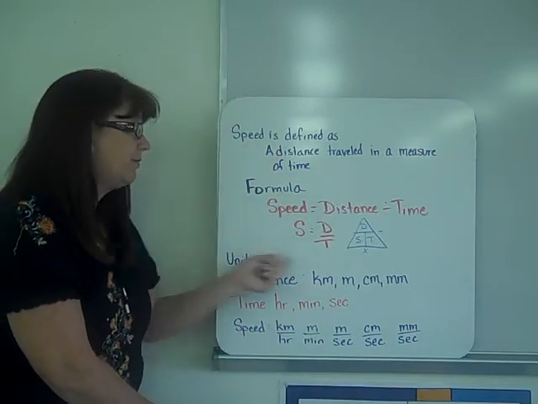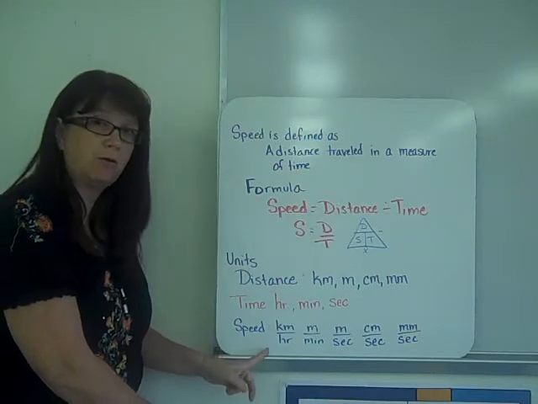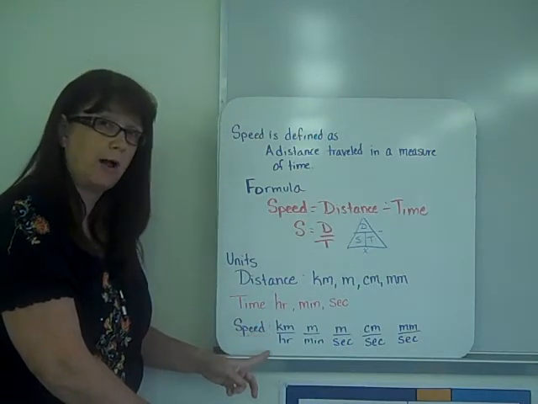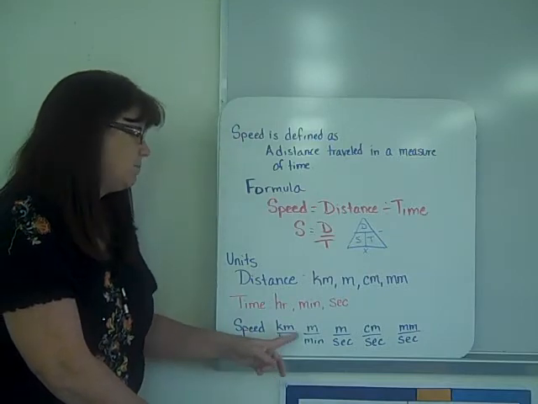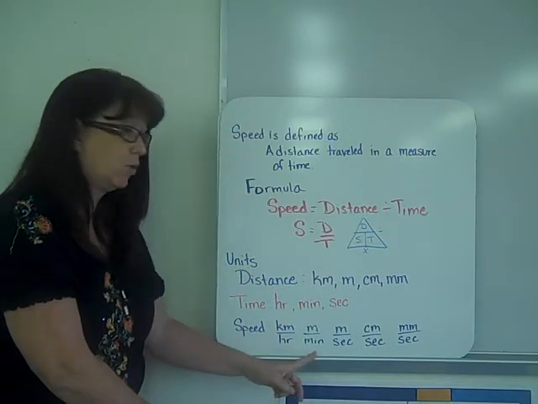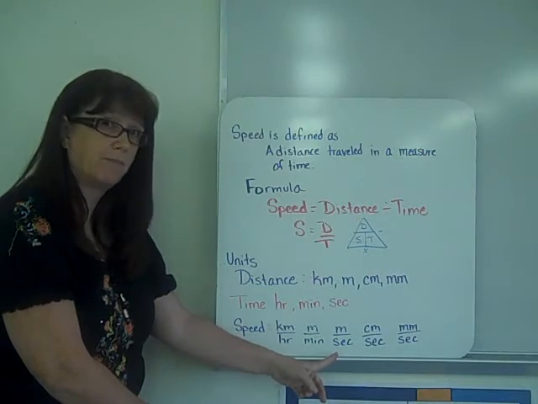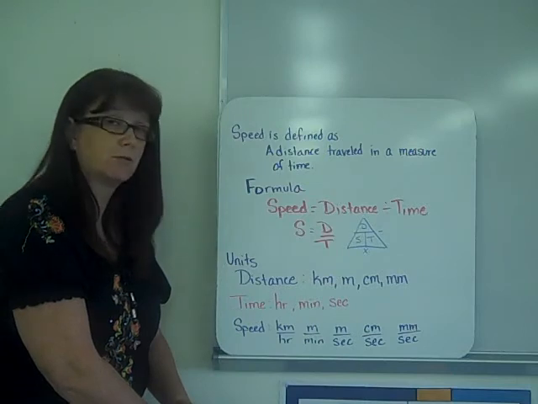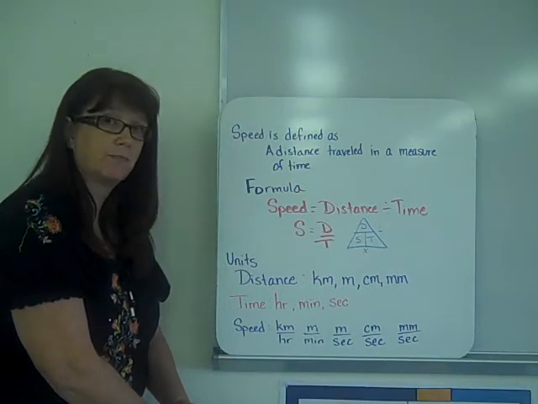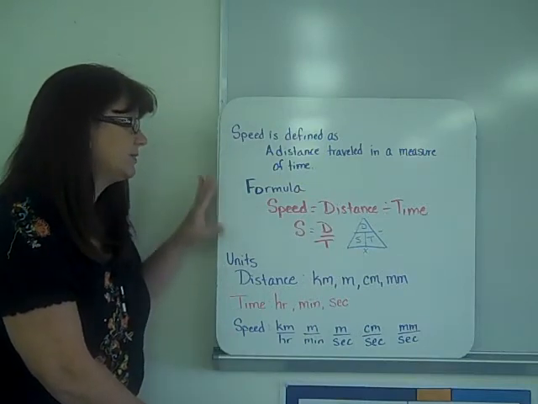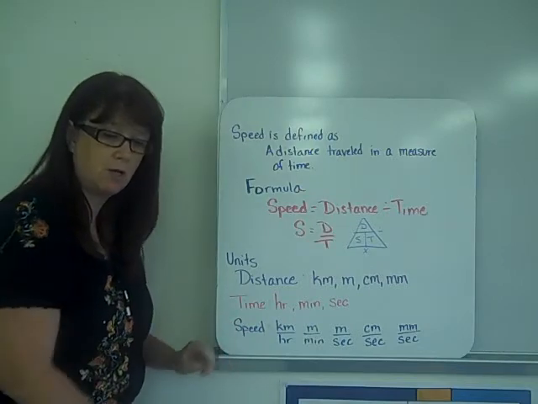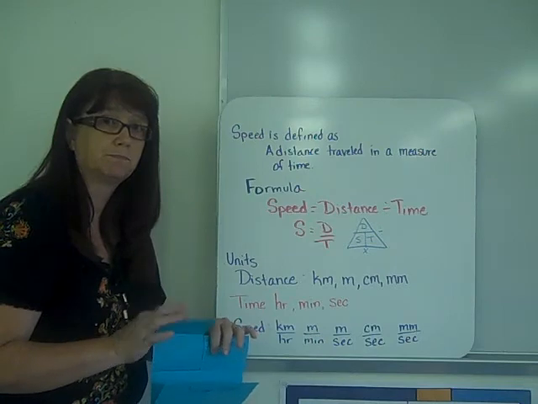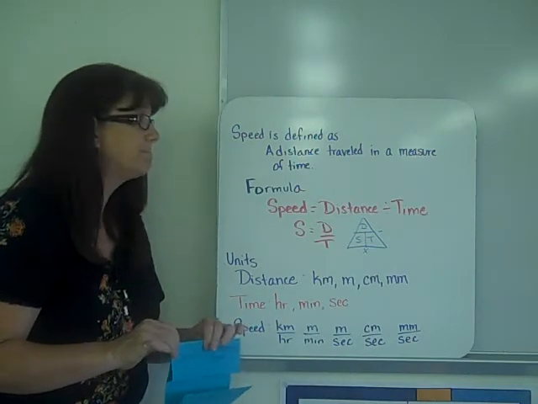When you calculate everything out, we have a unit for speed. Our units for speed might be kilometers per hour, meters per minute, or meters per second, centimeters per second, or millimeters per second. Please make sure that you've taken the time to write this information under the flap for speed. Okay?